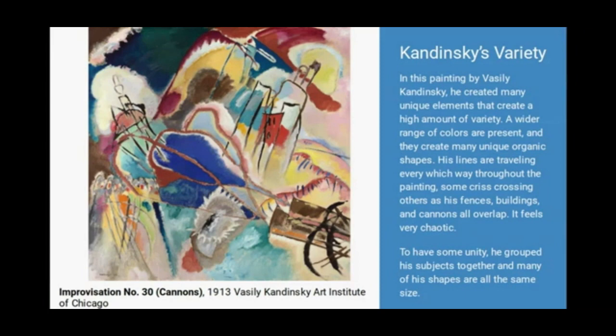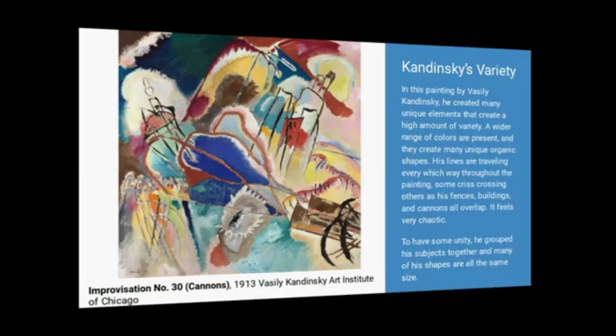However, amongst all this chaos, he does have to have some unity. So he grouped his subjects together. You can see that there are buildings in smaller groups near the top of the painting. The cannons are paired up together in the bottom, and he also has a similar size to all of his different shapes, even though they're all different and organic and very unique. They all are about the same size, and that's what gives this piece some unity.